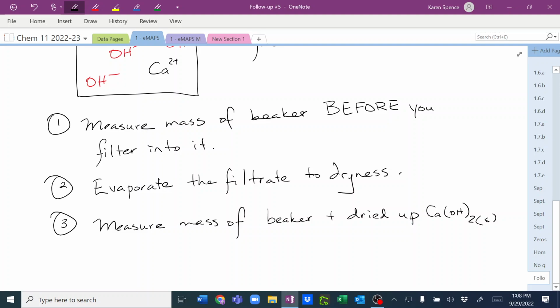Now we have little solid particles suspended in here, so we call it a suspension, yes? And who made the suspension? Ms. Spence made the suspension. Oh my God. All right.